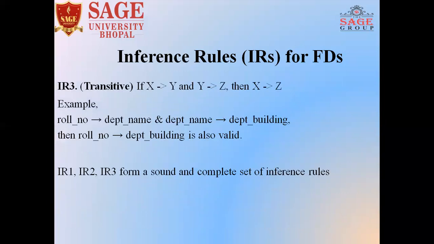Next rule is called transitive. Transitive is just like if x determines y and y determines z, then basically it can be said that x determines z. As for example, suppose roll number determines department name and department name determines department building. So we can conclude that roll number determines department building. So these three properties, reflexive, augmentation, and transitive, together are called Armstrong inference rules.